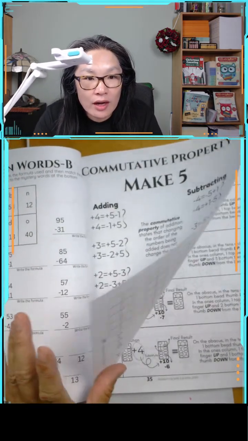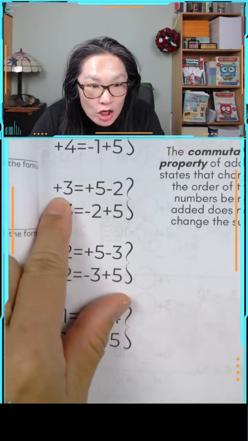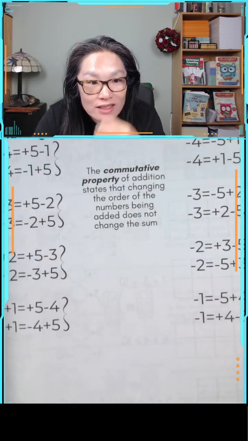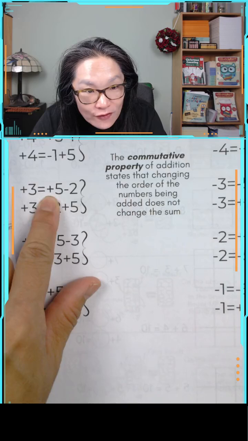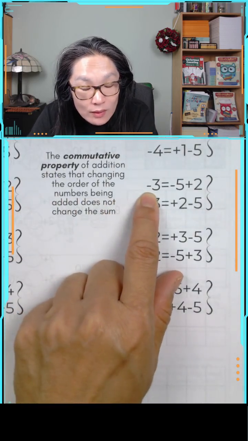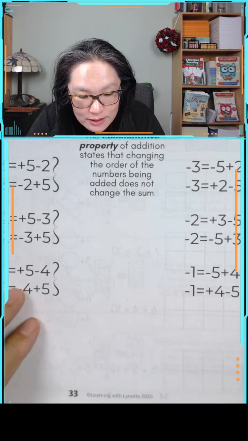Then we have the summary of how to make a 5. Notice, if you know how to add, you will know how to subtract. It is very similar. The only difference is the sign. If you know how to add, we're going to add the 5 minus the 2. Here we want to take away the 2, take away the 3. We minus the 5 and plus the 2. So that is one of the concepts.